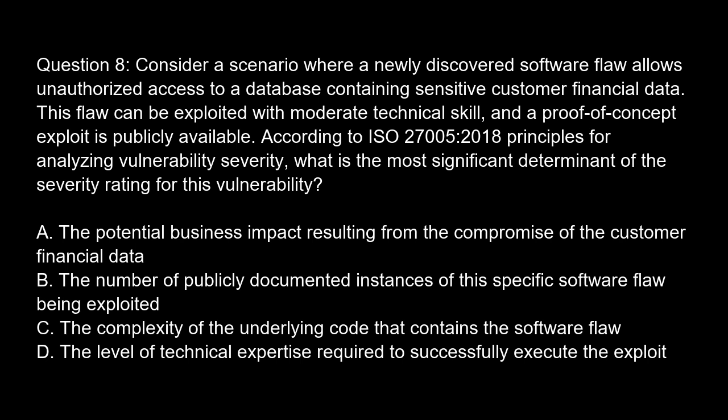This flaw can be exploited with moderate technical skill, and a proof-of-concept exploit is publicly available. According to ISO 27005-2018 principles for analyzing vulnerability severity, what is the most significant determinant of the severity rating for this vulnerability? Option A. The potential business impact resulting from the compromise of the customer financial data. Option B. The number of publicly documented instances of this specific software flaw being exploited. Option C. The complexity of the underlying code that contains the software flaw. Option D. The level of technical expertise required to successfully execute the exploit.